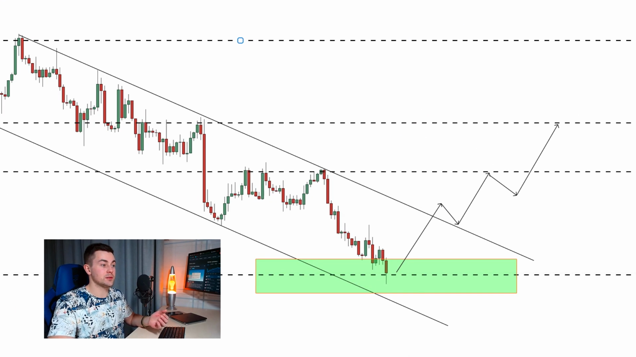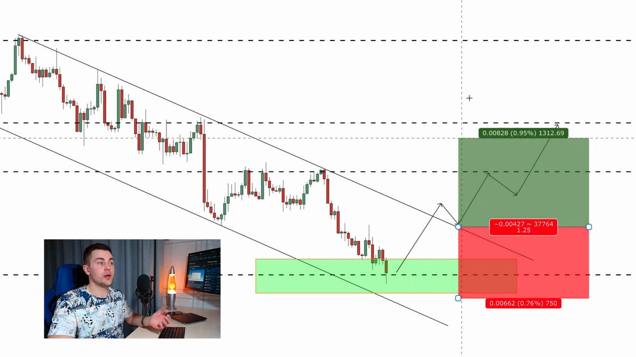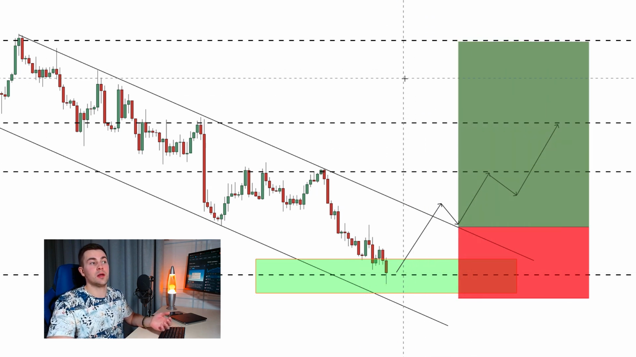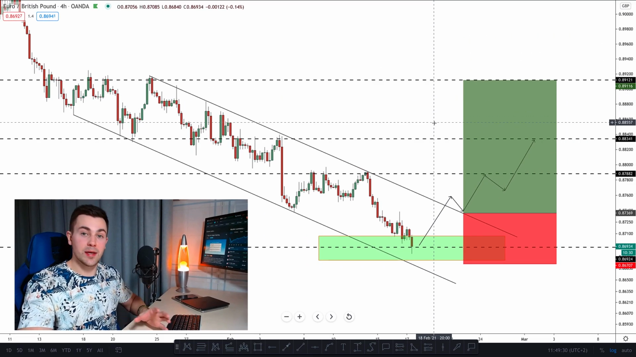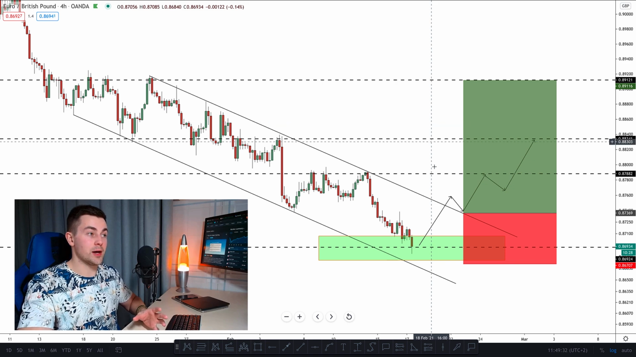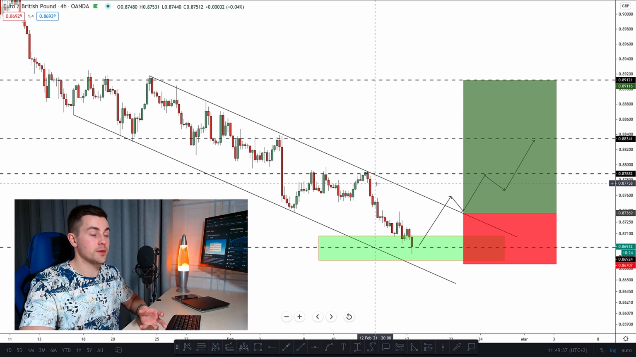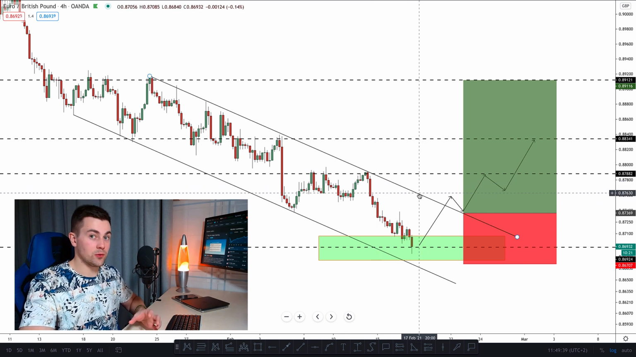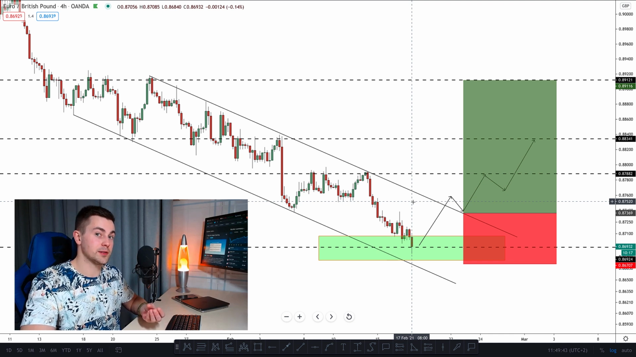Yes, and if we imagine what our position can look like right here with our safe stop below the structure support, we can get a very decent risk to reward for that trade. Yes, so this trade will play out only in case of the bullish breakout of this channel. It is a very important condition, and if you are patient enough to wait until its breakout, it will give you a very strong bullish signal.